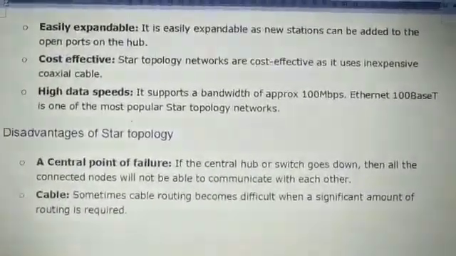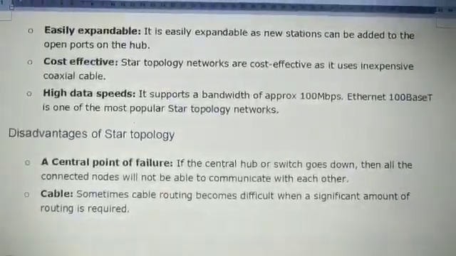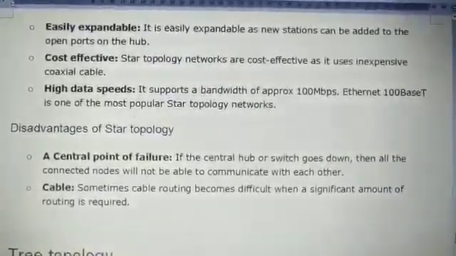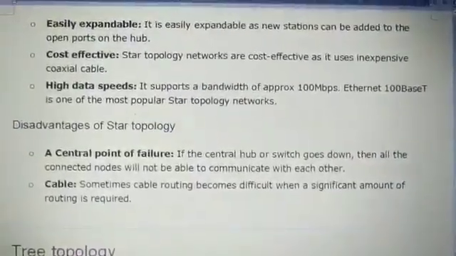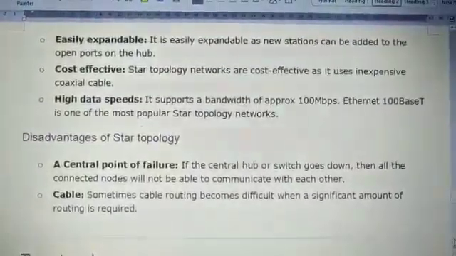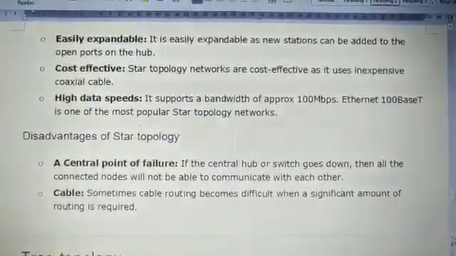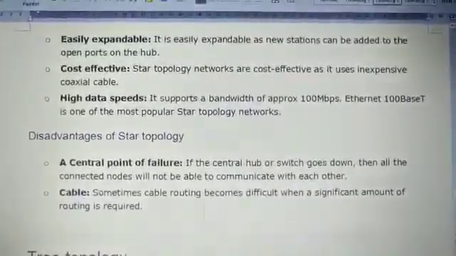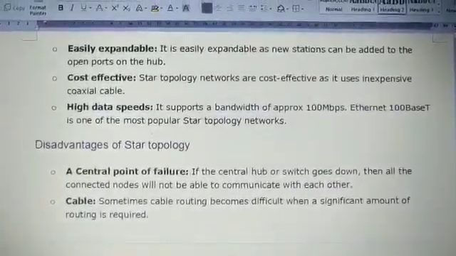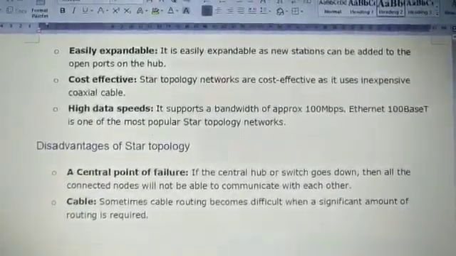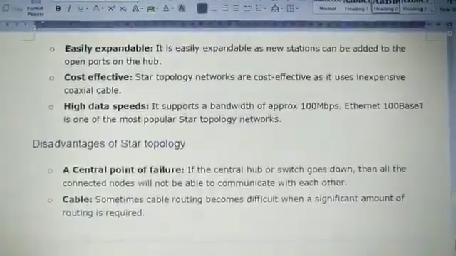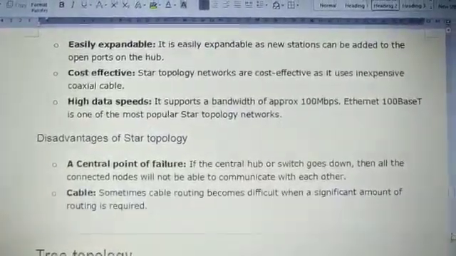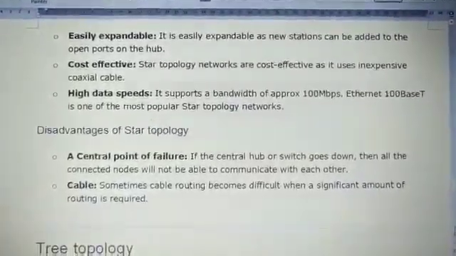Next is the disadvantage. It means the central point of failure. If the central hub or switch goes down, then all the connected nodes are not able to connect. So when you search on Google for something, you may see a server error 404. Okay, 504, some error. Or you go to the bank, and the teller says, sir, the server is down, so we will not be able to do the transaction or update your passbook, something like that. So if any fault occurs in the hub, then it will affect the whole network.